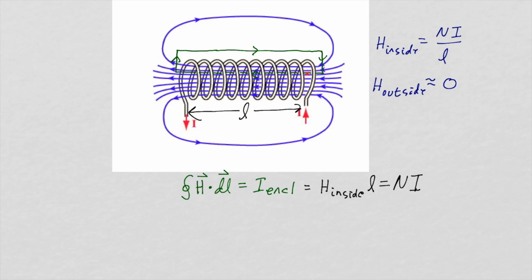Also, the direction of the magnetic field intensity is along the length of the coil. Our path of integration could have been anywhere inside the coil, and we would have gotten the same result. So that tells us that the magnetic field intensity is the same everywhere inside the coil with the value of Ni over L.